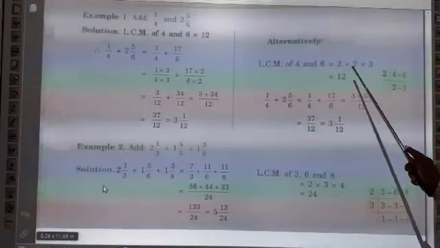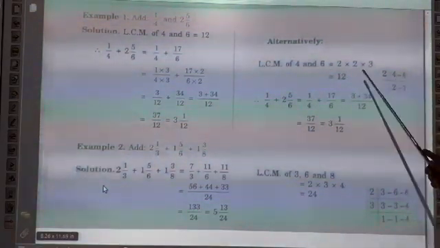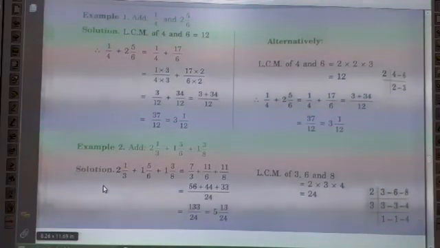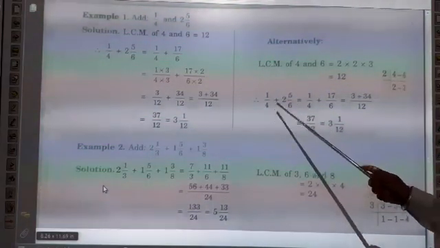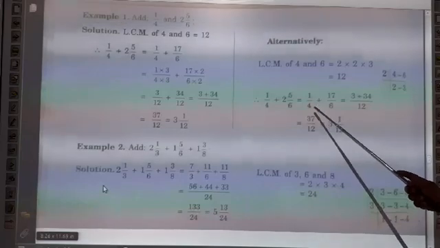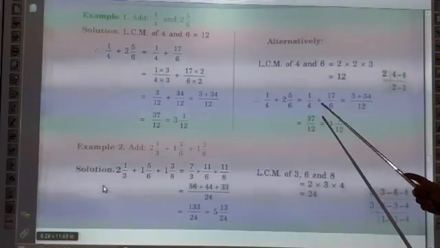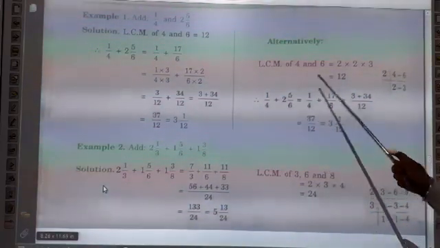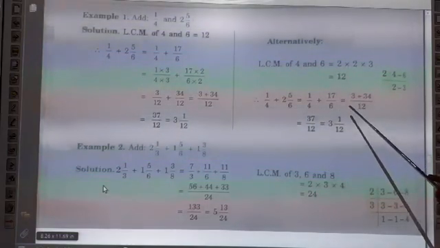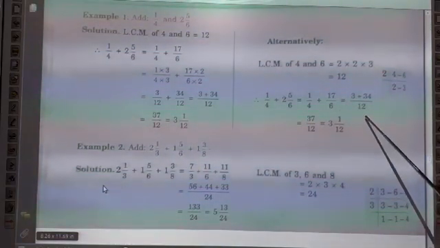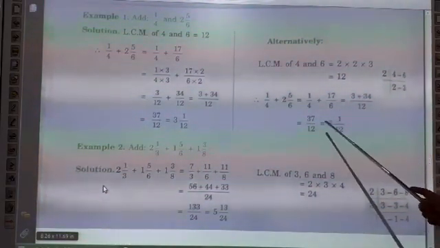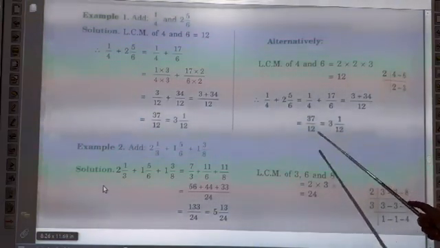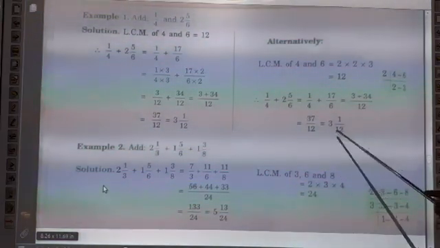LCM of 4 and 6 is equal to 2 multiplied by 3, which is equal to 12. Look here. 1 upon 4 plus 2 5 upon 6 is equal to 1 upon 4 plus 17 upon 6, and the LCM is 12. 3 plus 34 is equal to 37 upon 12. Convert into mixed fraction: 3 1 upon 12.